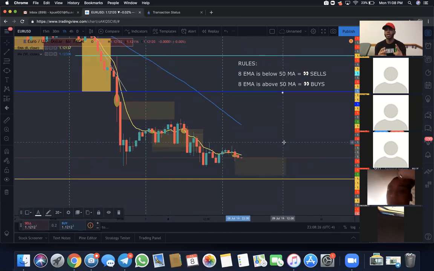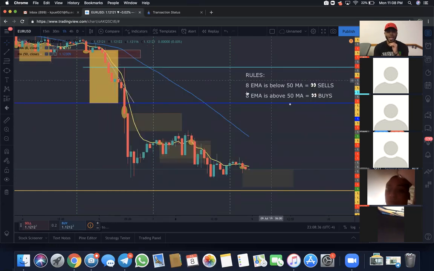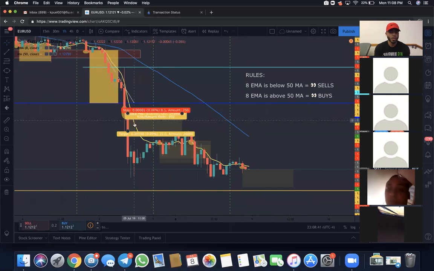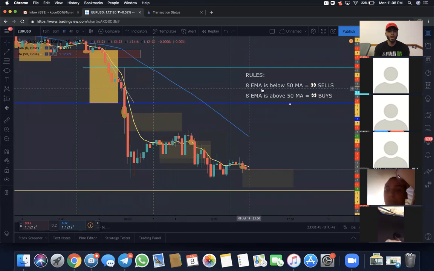There are two indicators that we need here, and they're just two very basic moving averages. The first indicator we're going to be looking at, you click up here on the top indicator, is an 8 EMA, which is this yellow line that we see right here. That's my 8 EMA. And then we also have a 50 moving average, so not an exponential moving average, just a simple 50 MA.